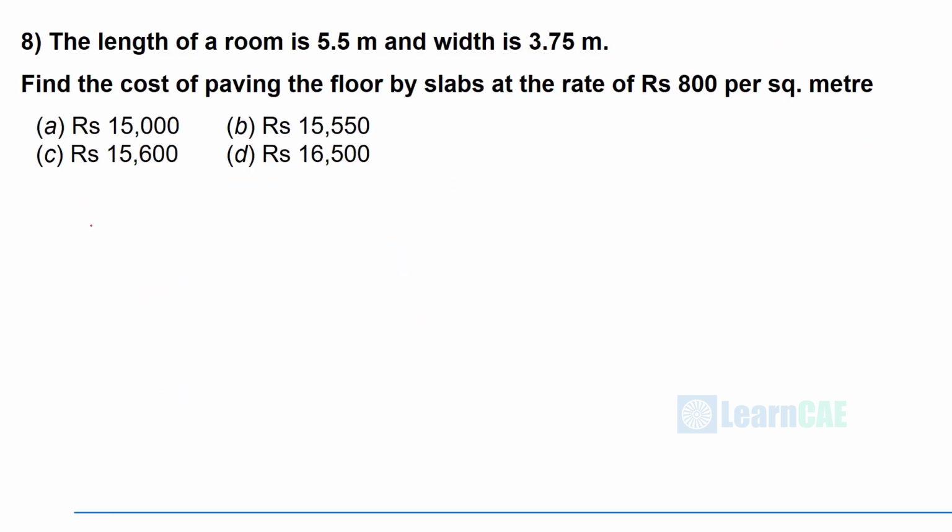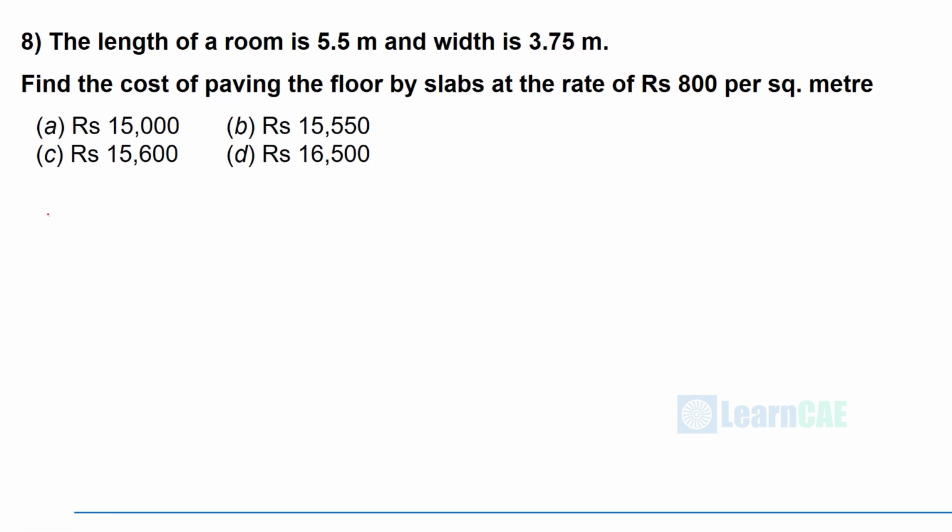The length of a room is 5.5 meter and width is 3.75 meter. Find the cost of paving the floor by slabs at a rate of 800 rupees per meter square. So we have to find out the cost of paving the floor at a rate of 800 rupees per square meter. So now we have to find out the total area, and from the total area we can find out the cost of paving the floor.